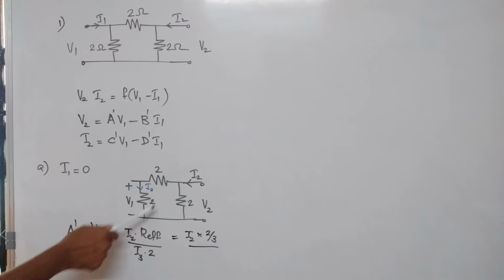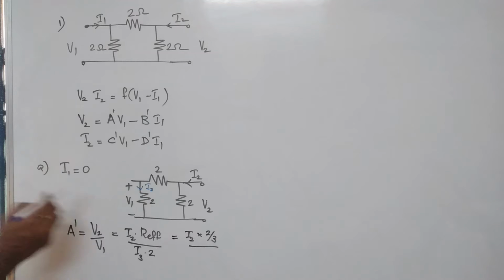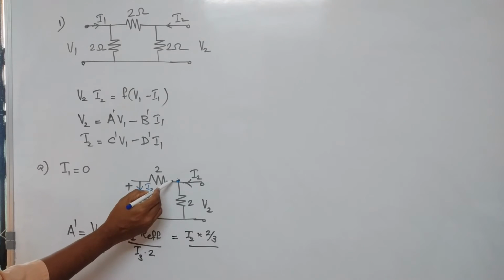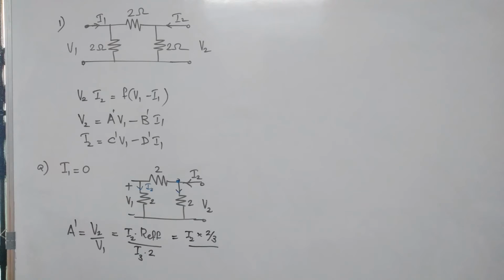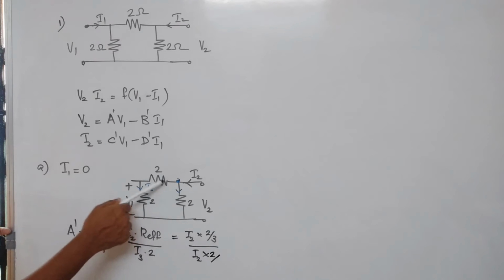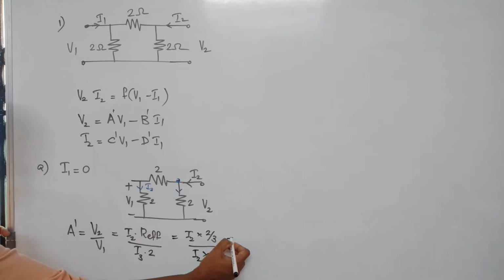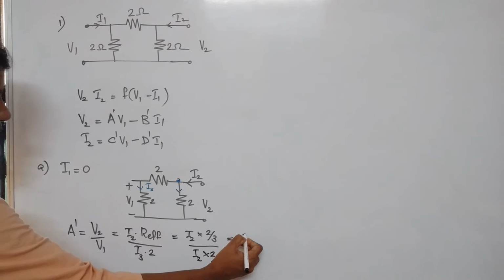Now what is I3 in terms of I2? I2 is the total current. When it reaches this point, it will divide into 2, I3 and another current. So I3 will be equal to the total current I2 into the opposite branch, opposite branch is 2, divided by the sum 6. So this is equal to 2.